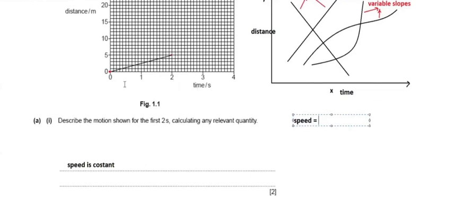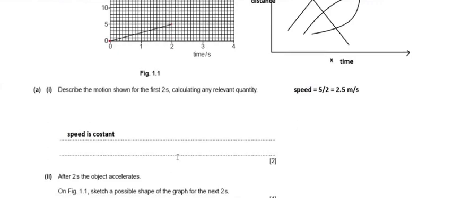On the y-axis, if I consider these two red dots, it is going from 0 to 5. So the change in the y-axis, that is the change in the distance, is 5, and the change on the x-axis is going from 0 to 2, so it is 2. So 5 divided by 2 is 2.5 meter by second. Our slope value is 2.5, and that is the speed.